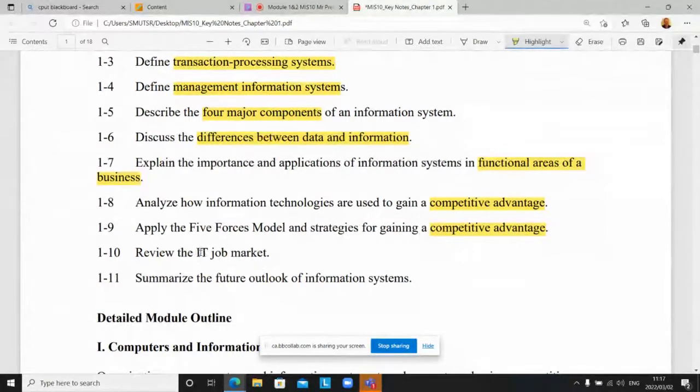The IT job market, yes, it's not too relevant to you guys because you are accountants, but you can go and have a look at what types of IT jobs are available.